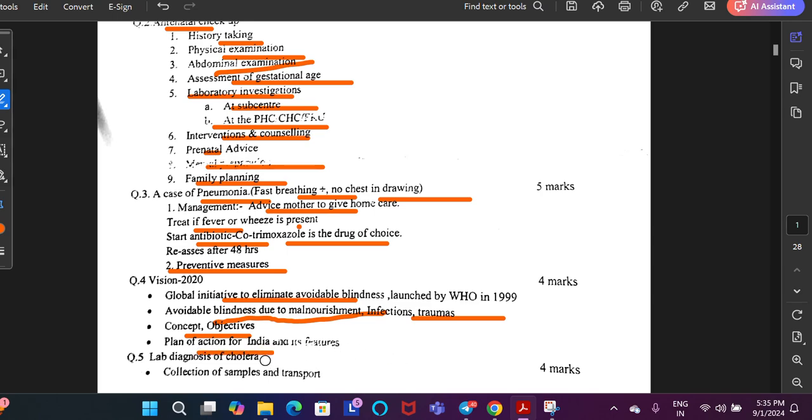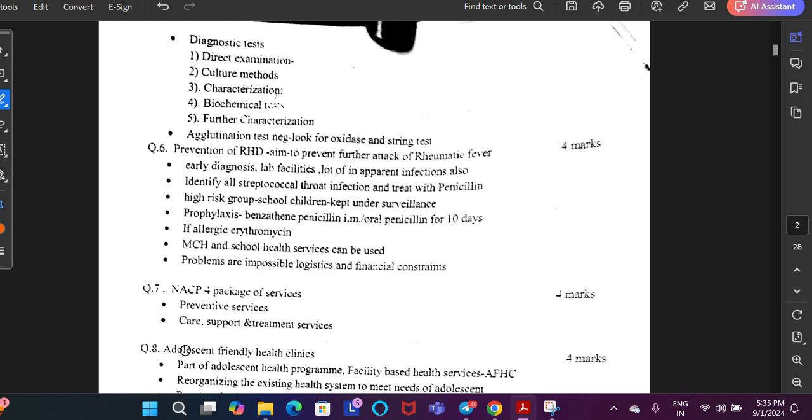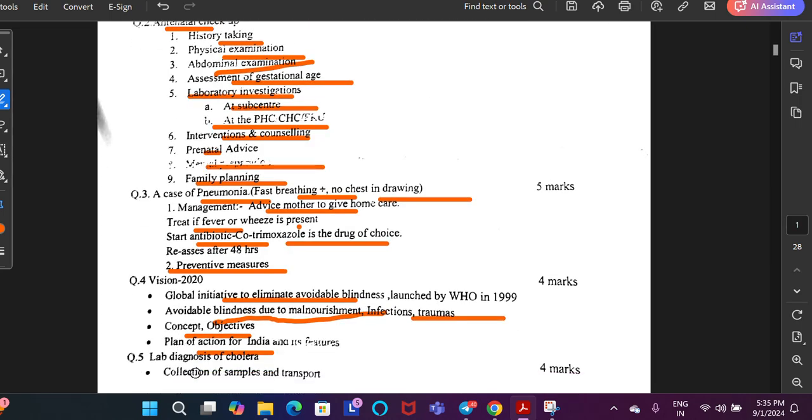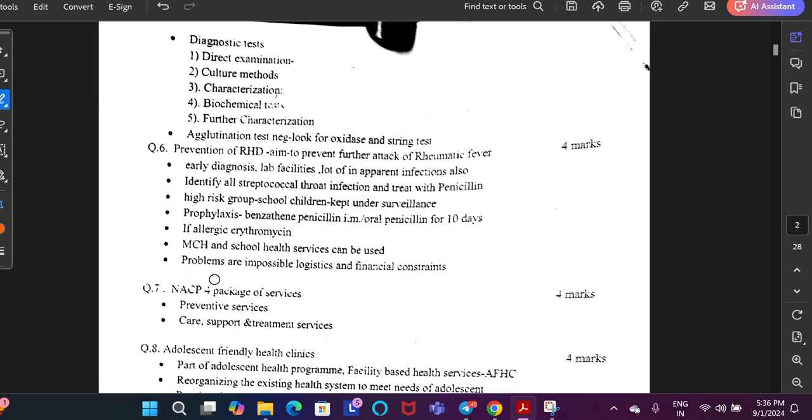Then laboratory diagnosis of cholera. So laboratory diagnosis: collection of samples and transport. Diagnostic test is by direct examination, culture method, characterization, biochemical test, further characterization, agglutination test, look for oxidase negative and string test.